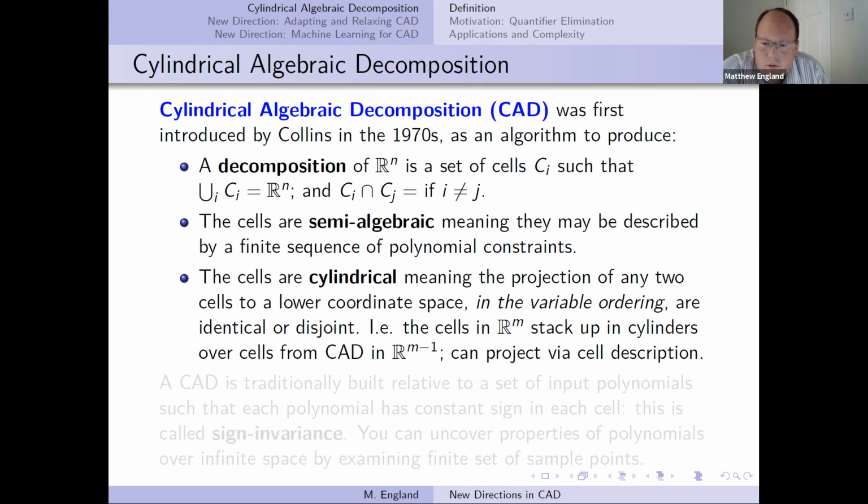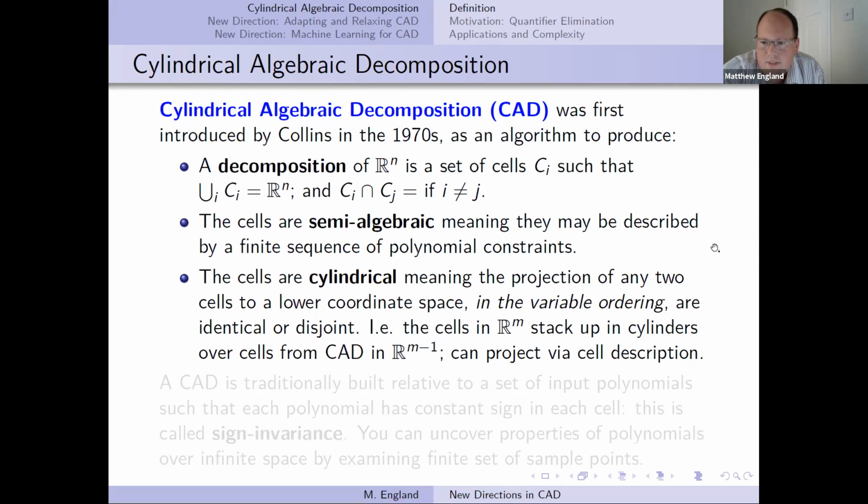And the real meaty property here is the cylindrical word. So what does this mean? It means by definition that if you project any two cells in the decomposition onto a lower coordinate space with respect to the variable ordering, you either get an identical cell or completely disjoint cells, but not overlapping ones. So what this really means is that the cells in my decomposition are all stacking up like plates in cylinders over cells from a decomposition of the coordinate space of one dimension smaller.